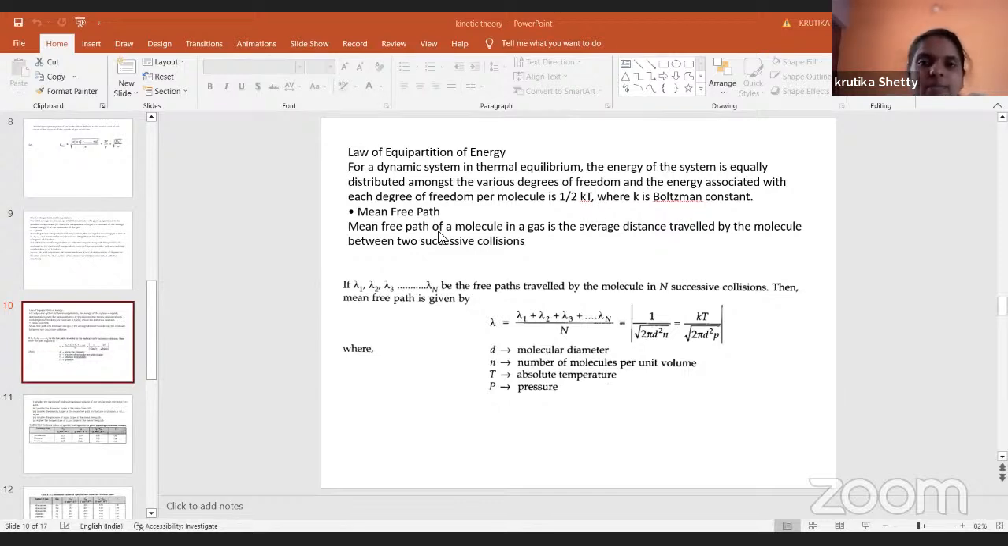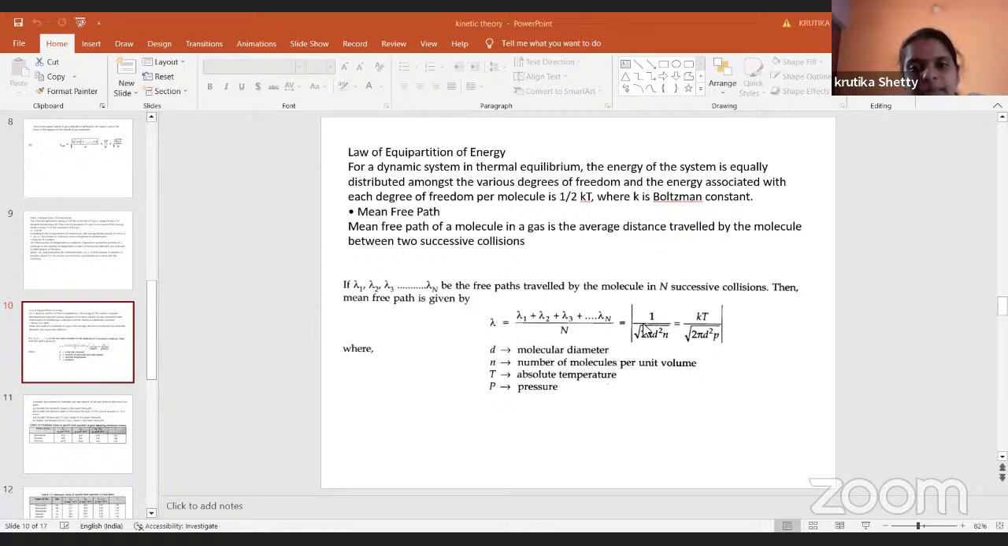So what is mean free path? The mean free path of a molecule is the average distance traveled by the molecule between two successive collisions. That is given by lambda 1, lambda 2, lambda 3, up to lambda n for n particles. So here you can see the expression.